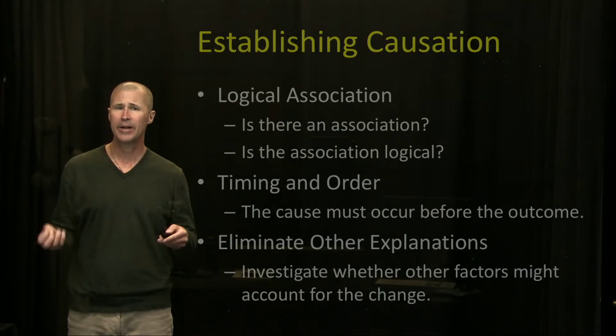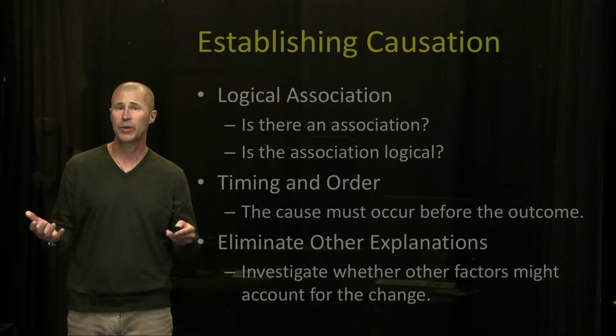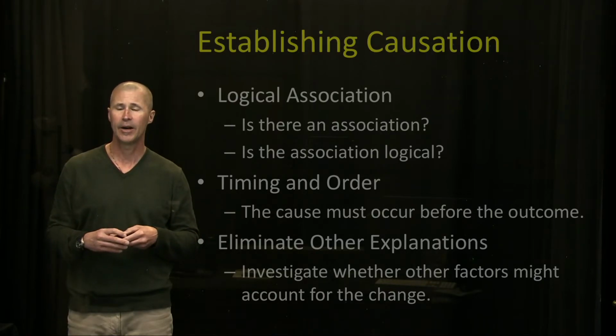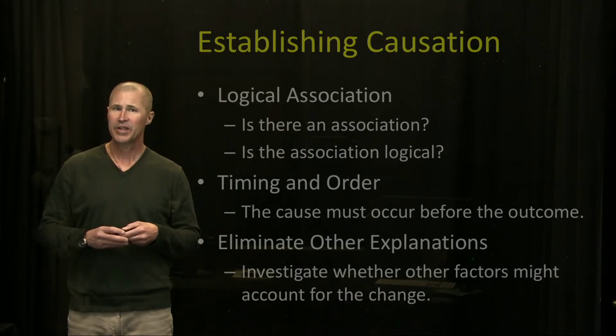And then we have to eliminate other explanations. We have to investigate whether there are other factors that might account for the change. In research, we do this by controlling for variables and including these other variables in our experiments and in our research. So that's correlation and causation. It's fairly simple, but oftentimes confused, so be careful with this.